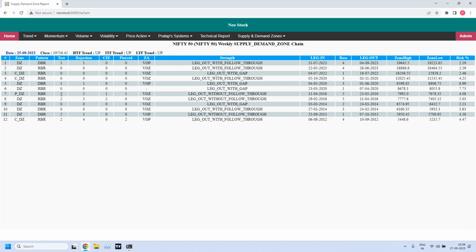Okay. And one more point we need to observe, it doesn't have any supply zones. That means the immediately available monthly demand zone is acting as an all-time high demand zone. Is it a fresh zone? No, because it is already tested once. Is it a pierced zone? No, because the pierced count is 0.